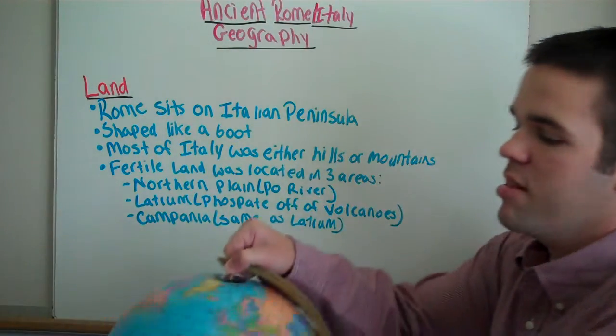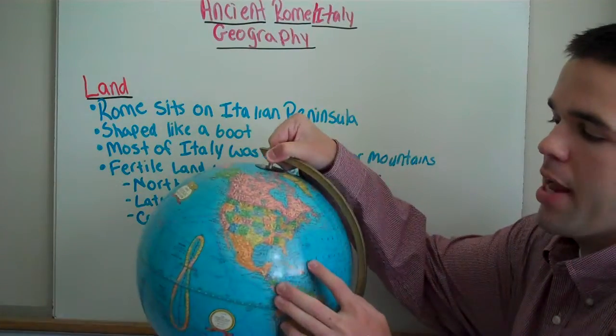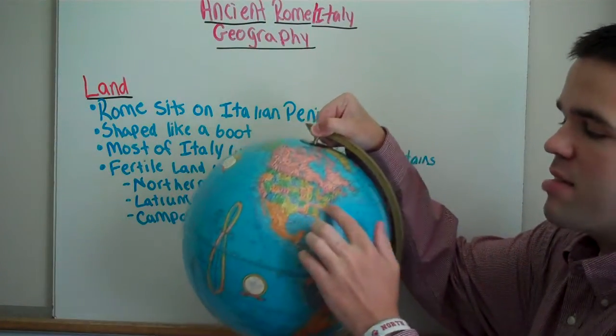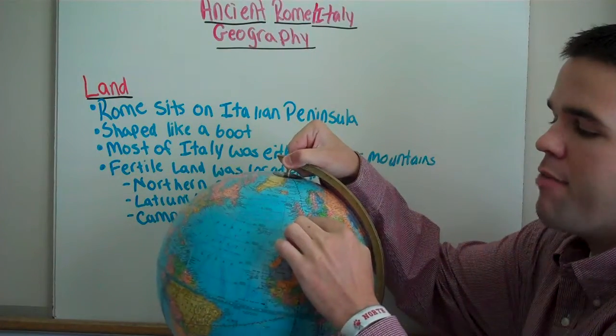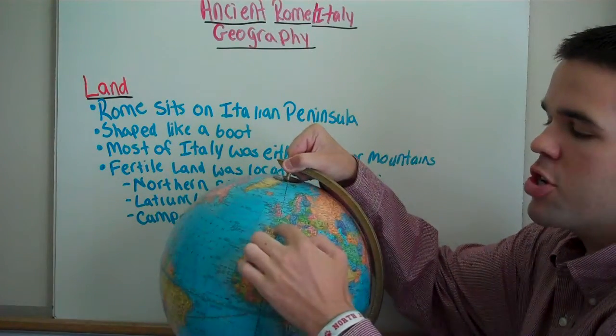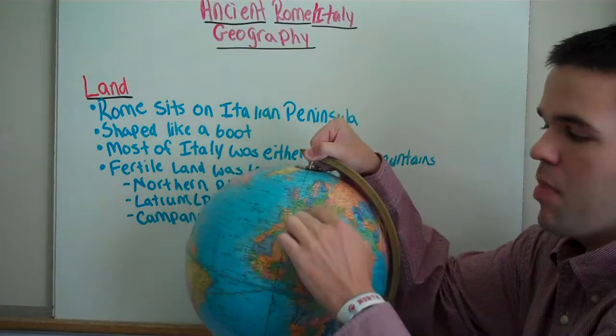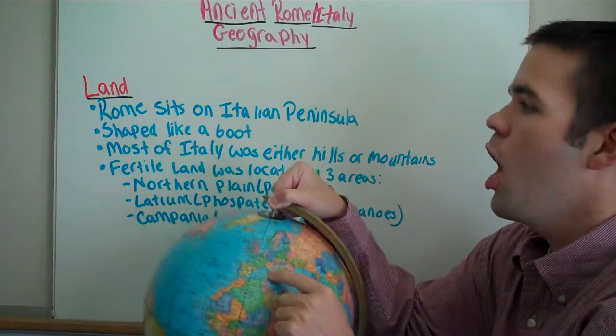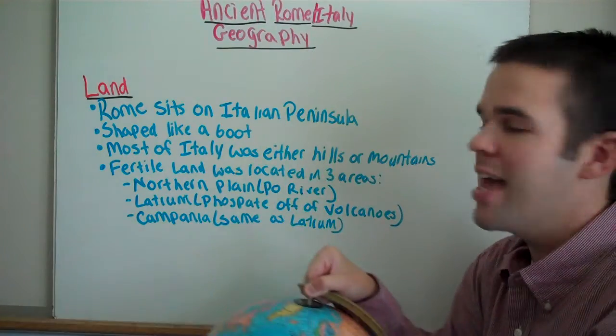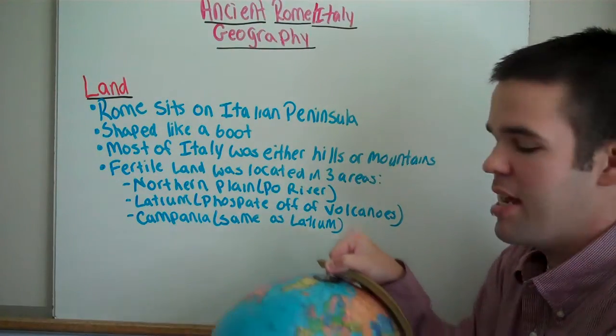To begin the lesson, let's talk about where Rome is located. You have the United States, you cross the Atlantic Ocean, you go through Spain and France first. The next main country that you get to is Italy. Rome sits on the western border of Italy. Today, Italy is a peninsula.